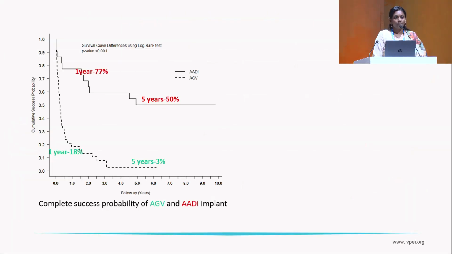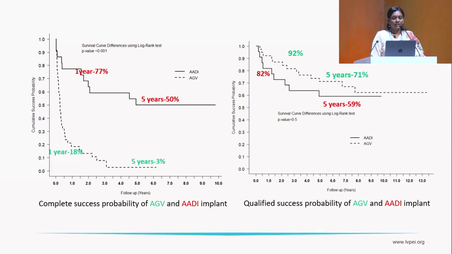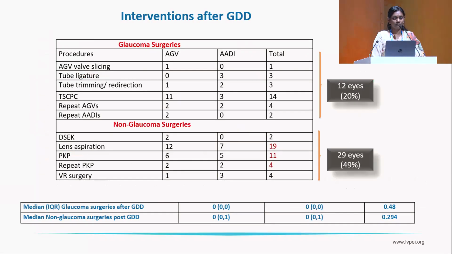Coming to the complete success probability of valved and non-valved implants, the complete success of the AGV implant is much less at 1 year, that is 18%, whereas for the RD implant it is 77%. Qualified success at 1 year is 92% for AGV and 82% for RD implant, whereas at 5 years it is 71% for AGV and 59% for RD. Even after implantation, 12 eyes in both groups required glaucoma resurgeries, whereas 29 eyes required non-glaucoma surgeries, especially lens aspirations and penetrating keratoplasties.